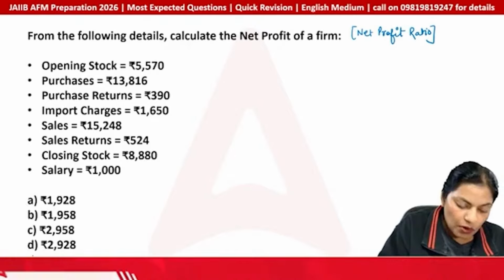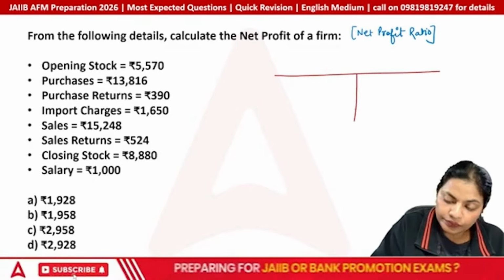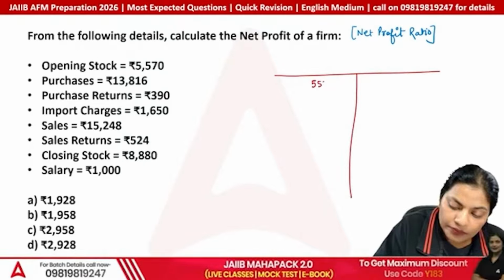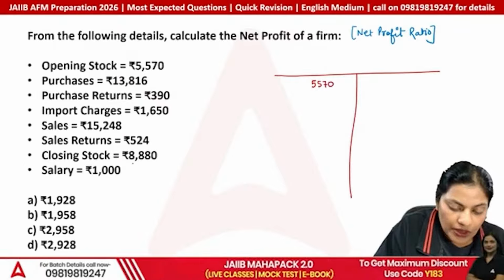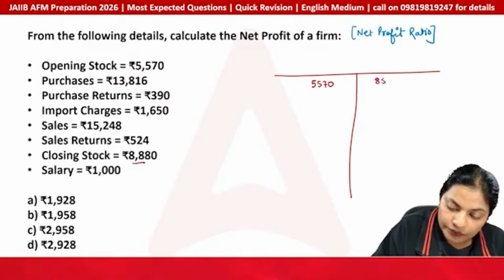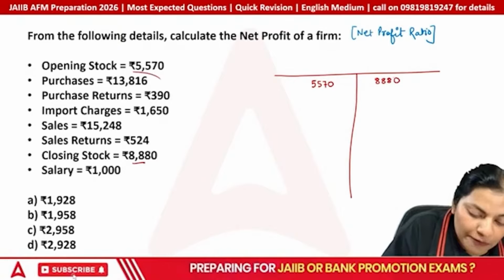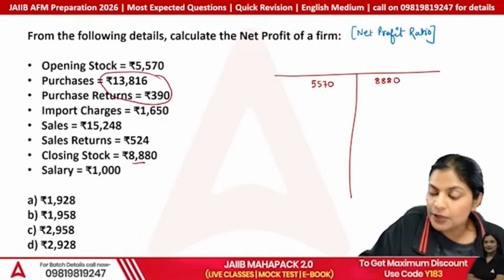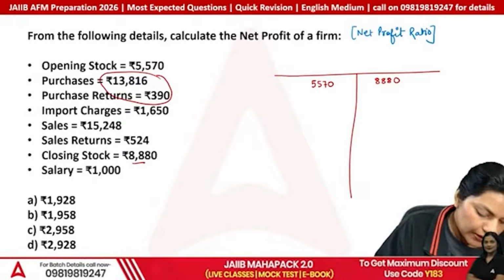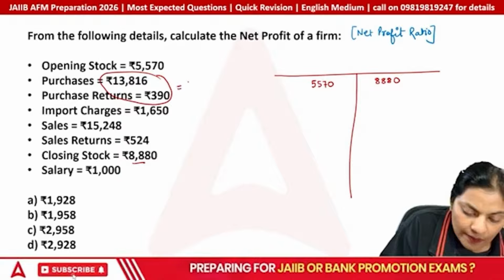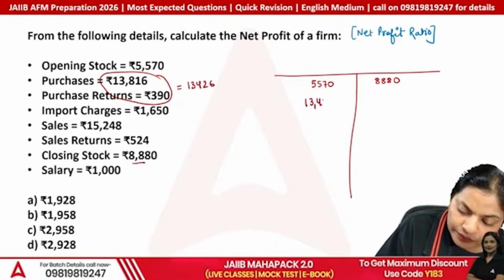Now, what is net profit? Let's calculate net profit. We have opening stock. We have closing stock. Then we have purchase, but we have purchase return. So our net purchase would be 13,816 minus 390. So net purchases is 13,426. Let's write it over here.